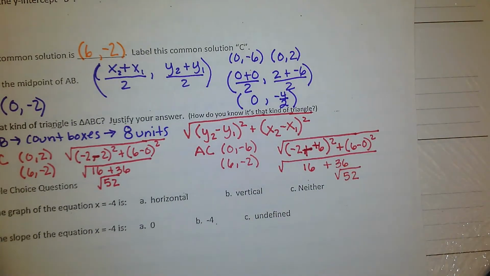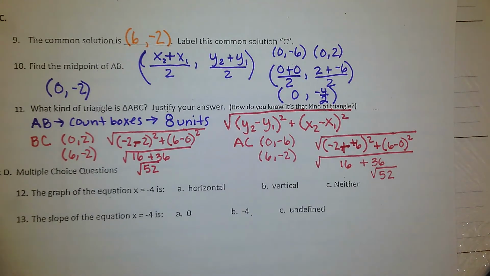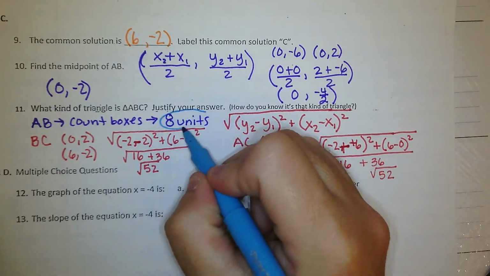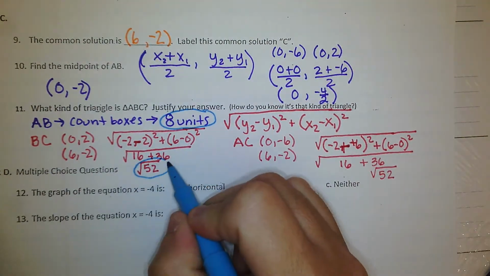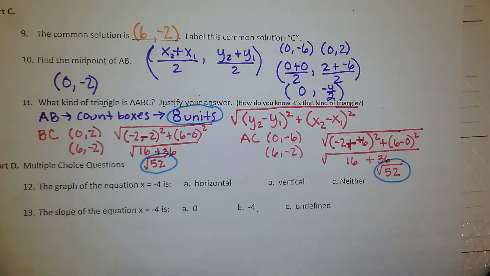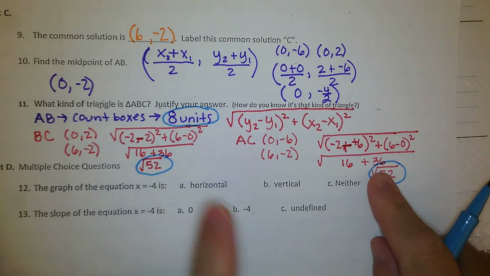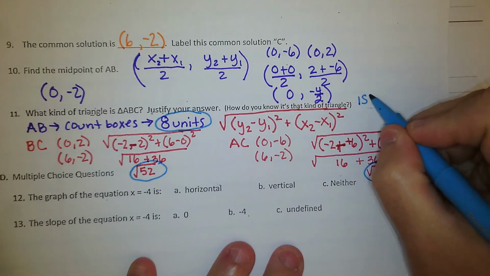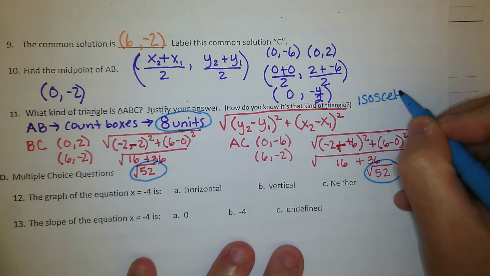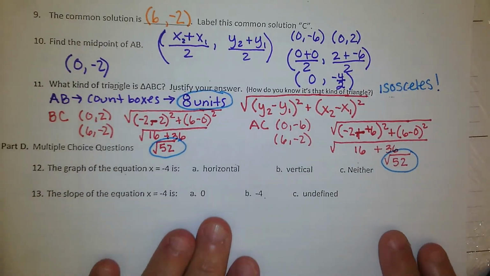So what this outcome means, and this is what we use to defend our answer of how we can classify the triangle. Our distances are these three things. We've got 8, we've got square root of 52, and we've got square root of 52. So if I had to classify this triangle, I would say that two sides are equal in length. If two sides are equal in length, that makes it isosceles. And there's the work to prove it.